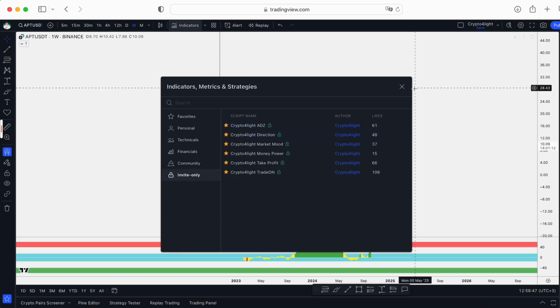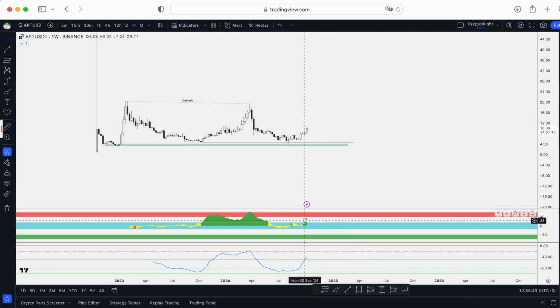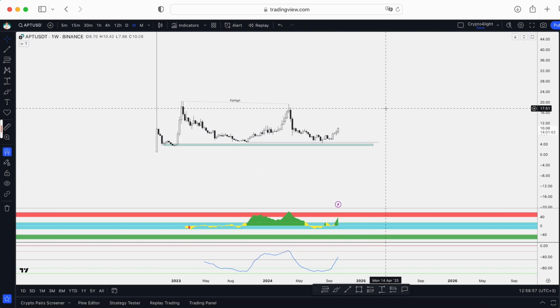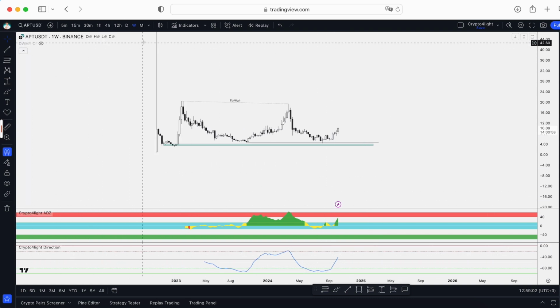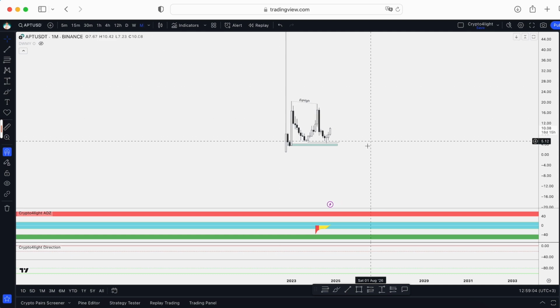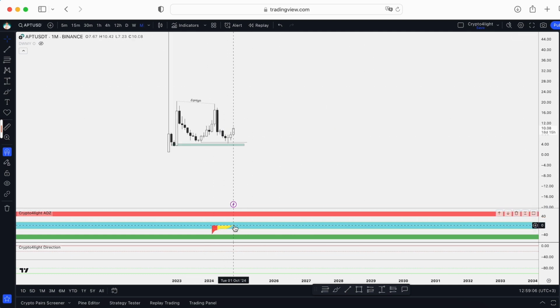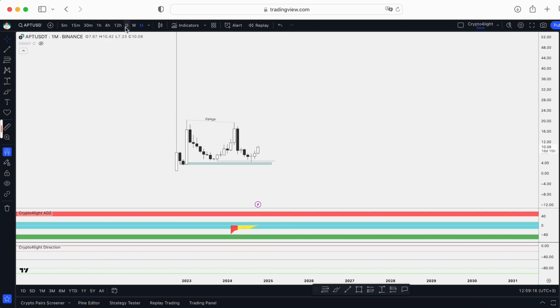Take a look at the ADT direction. What I don't like, this is distribution. This is distribution, this is distribution. Not so much like this one, but this is definitely not an accumulation zone. Direction: no signal to accumulate or sell, nothing. Weekly time frame, monthly time frame, we just passed the middle line. That time period was the accumulation. Pump, correction, accumulation, and we're ready to take off, technically.